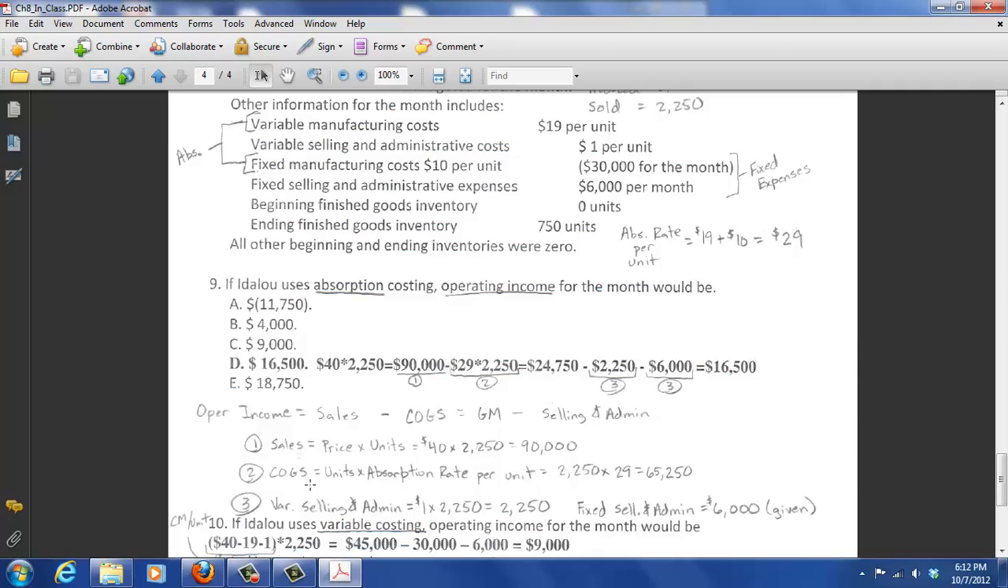The cost of goods sold is going to be the number of units, again that same number of units from above, times the absorption rate per unit. And up here you can see I've calculated out the absorption rate per unit. Just taking the variable costs, adding them up, arrive at $29 per unit.